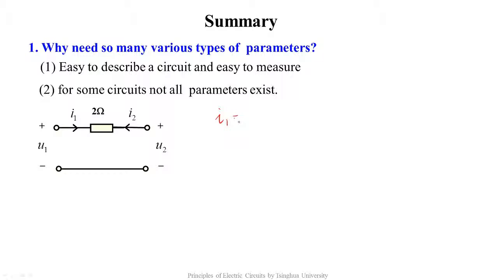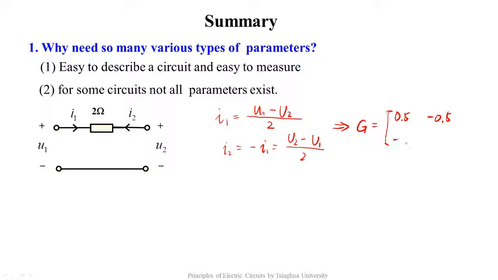The voltage across the 2 ohm resistor is U1 minus U2. I1 equals (U1 minus U2) over 2. I2 equals minus I1, which equals (U2 minus U1) over 2. So its G parameters are 0.5, minus 0.5, minus 0.5, and 0.5.